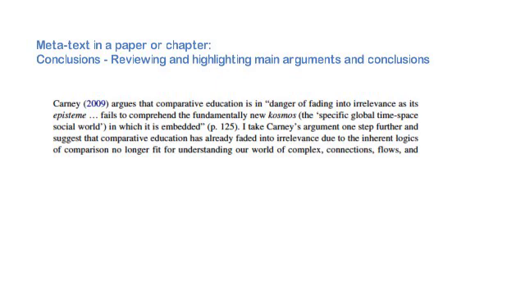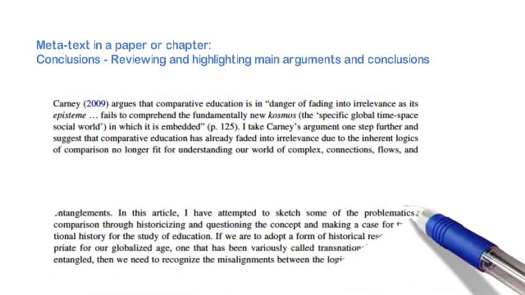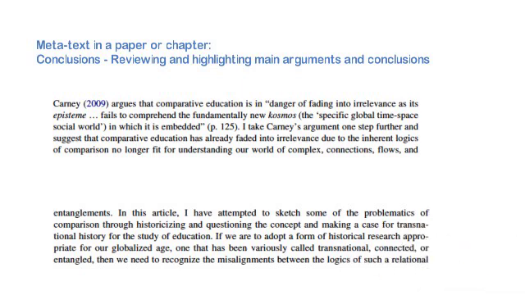Another way of using metatext in an overall paper or chapter is when we draw conclusions. This is where we'll find it quite often. And we do this by reviewing and highlighting main arguments and highlighting conclusions. So here the writer provides a summary of Connie's argument, and then she says, I take Connie's argument one step further and suggest. So she's very clear to the reader exactly what she's doing. Here's a summary, and then I take it further. And then in her conclusion, she also summarizes, in this article, I have attempted to sketch out some of the problematics.